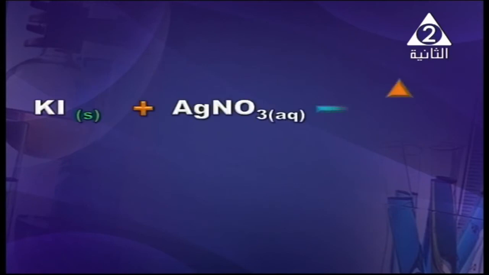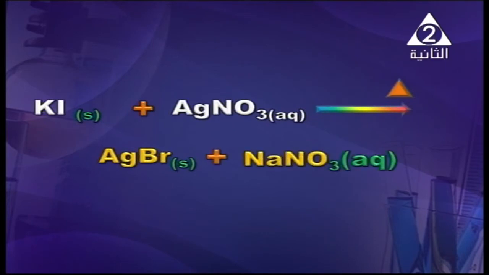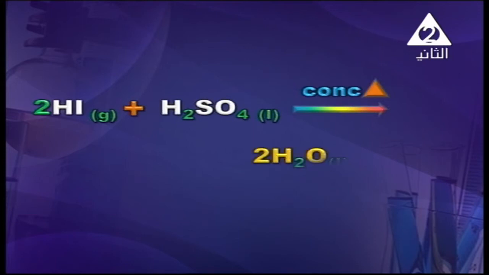Potassium iodide, silver nitrate. What happened now? AgI, good, plus NaNO3. My dear, what about when I get HI, this colorless gas, and I add more sulfuric acid? Do you think the reaction stays? No, the reaction will be a new one. You have water, what? SO2, irritating smell, if you remember.